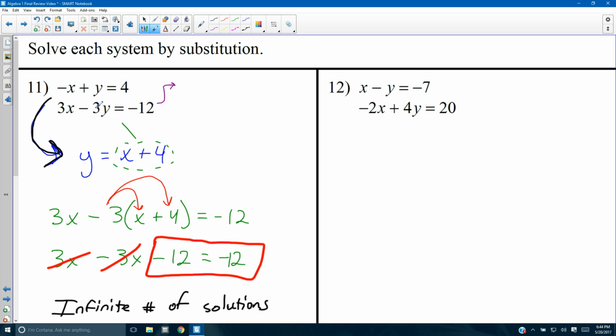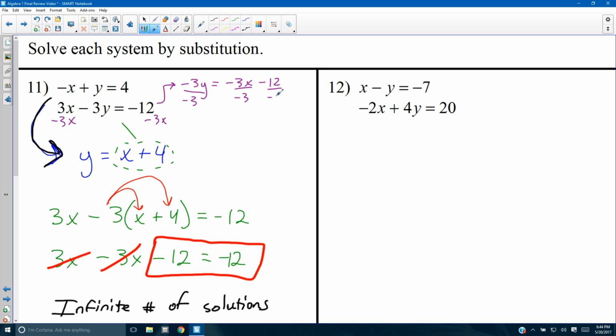To get this y by itself, we might start by subtracting 3x from both sides. So it will say -3y equals -3x minus 12. Well, now how do you get y by itself? You divide. You divide everything by -3. Every term.